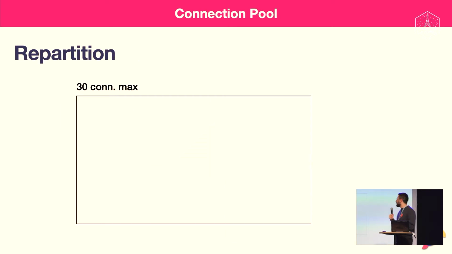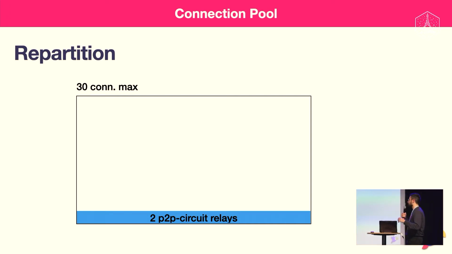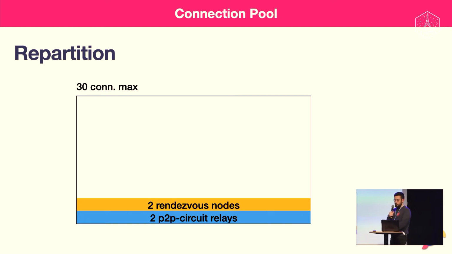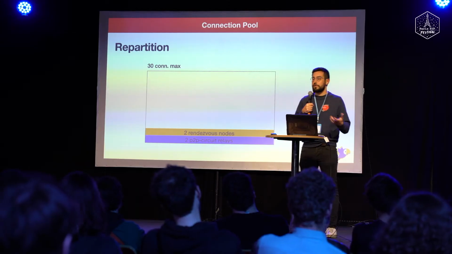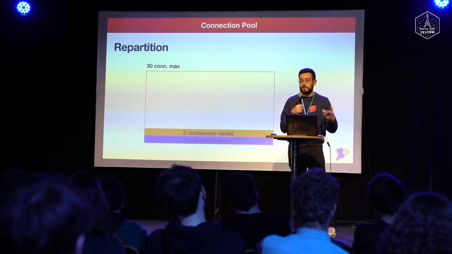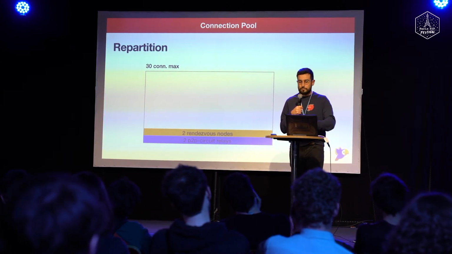So I made an example with a repartition, for example, limited to 30 connections maximum. For example, we have 2 circuit relays. That was really important for mobile to connect with other peers. We'll have 2 rendezvous nodes. That is because a rendezvous node is really useful on mobile to be fast. Obviously it's faster than the DHT because it will respond to requests instantly.